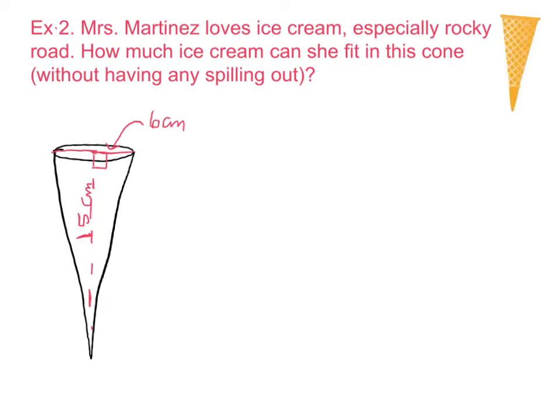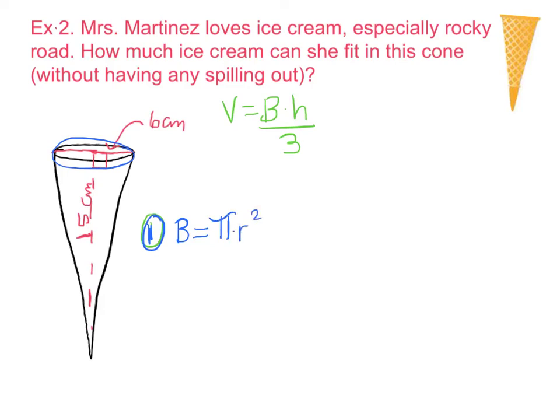Here we go. So this cone has a height of 15 centimeters and a diameter of 6 centimeters. Let's go ahead and get ready. My volume is the area of the base times the height, but divided by 3. It's a third of that. My first step is to find the area of the base. The area of the base is a circle, so I'm looking at the formula pi times radius squared. Now they've given me the diameter, not the radius. The radius would be half of that value, so half of 6 would be 3. So my area of my base is pi times 3 squared, or 9 pi centimeters squared.